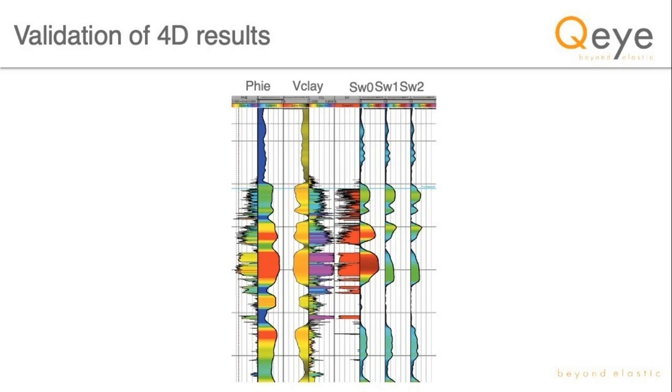The next, SW1, is then the production for monitor 1. So you definitely see there's been some production over the period of time. And then the SW2 is for the next monitor survey, and there's not much difference compared to the previous monitor.